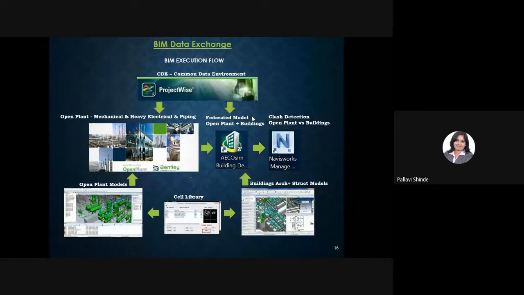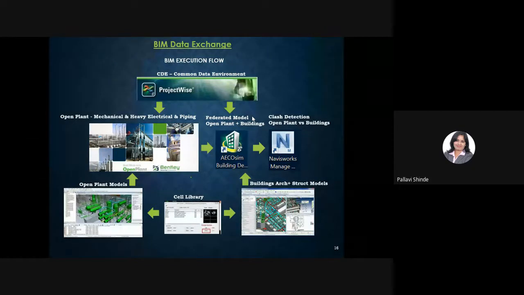Then we have tools like Open Plant, which is one software, and EcoSim is one software. For clash detection, we are using Navisworks. Now, this is an example of one Bentley related project, but we may have multiple softwares, like Revit can be there. It all depends upon the project requirement. Then all of these softwares are residing in one common data environment space.